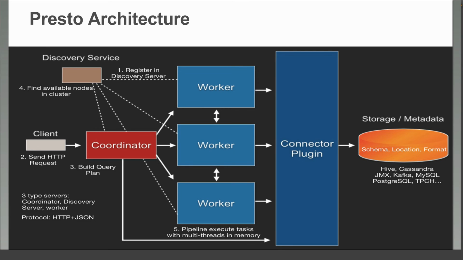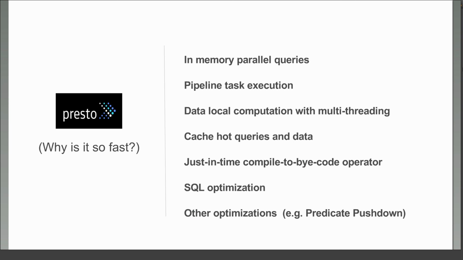A little more architecture in terms of the sequence of events. There's a registration of all the nodes in the discovery server. The HTTP request from the client comes into the coordinator. It builds the query plan, finds the nodes, and then distributes the queries that way. Importantly, there's a pipelining architecture. Rather than MapReduce, which tends to have a separation in time between the map task and the reduce task, the pipeline keeps things streaming through the nodes. And there's a variety of connectors to work with these different technologies.